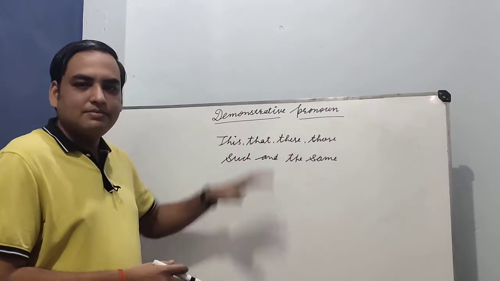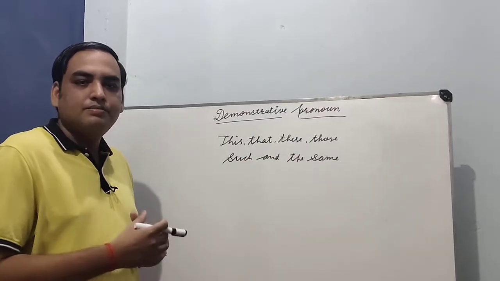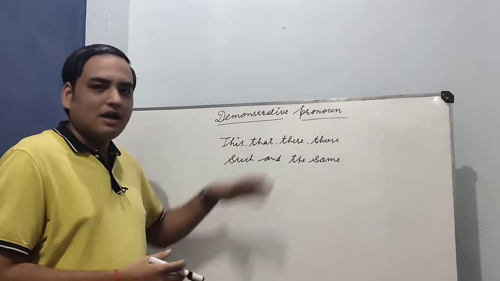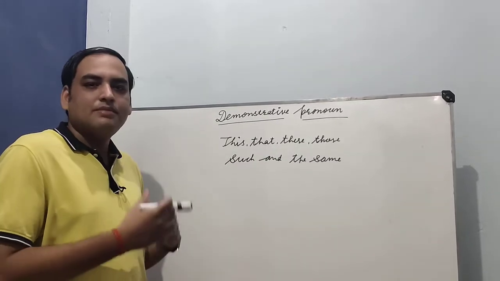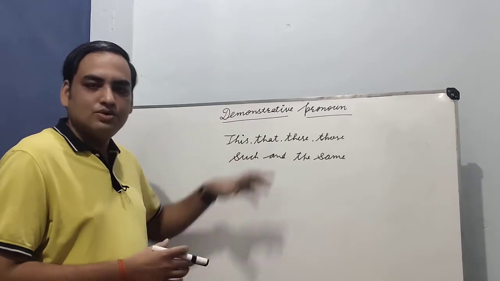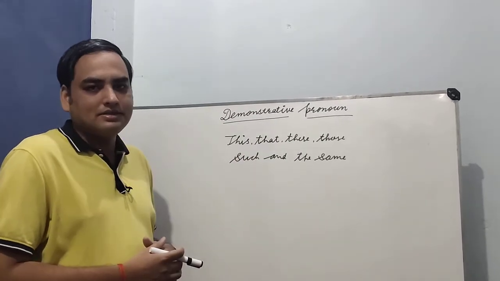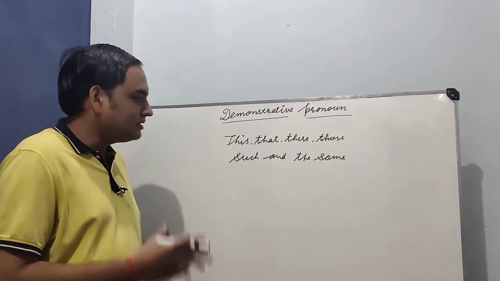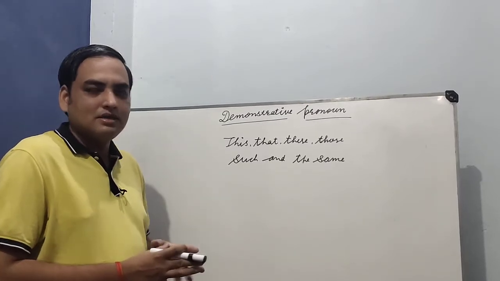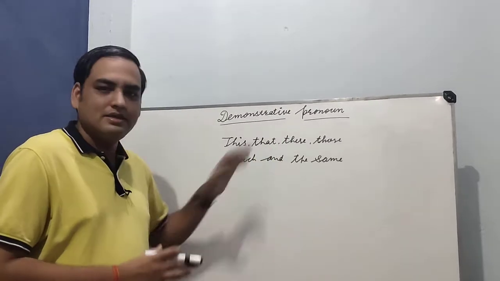These is basically the plural form of this. When the things are more in quantity, the persons are more in number, then we will use these to indicate the things in a sentence, and the things are nearer to us. This is the basic condition of using this and these.